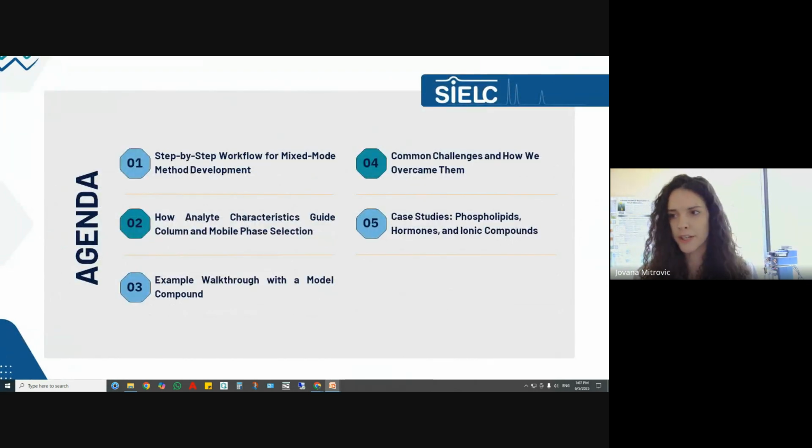So here is what we're going to cover. First, we'll dive into analyte characteristics, how understanding your analyte guides your entire method development process. Then we'll select the right column chemistry, choose the appropriate mobile phase, and discuss elution modes. After that, we'll discuss how we fine-tune method parameters and validate the final method. We'll wrap up with an example walkthrough using tryptamine as well as some phospholipids and thyroid hormones, and that showcases real-world case studies and how we apply these mixed mode columns.